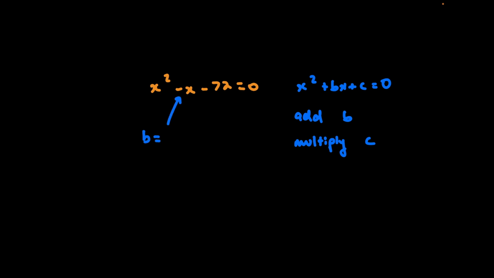Well, the value of b is just the coefficient of x, which is minus 1. And the value of c is simply the constant, which in this case is minus 72. Can you think of two numbers that add to minus 1 but times to minus 72? They won't always be this hard, but if you want to find an easy way to work out your two numbers, here is the trick.